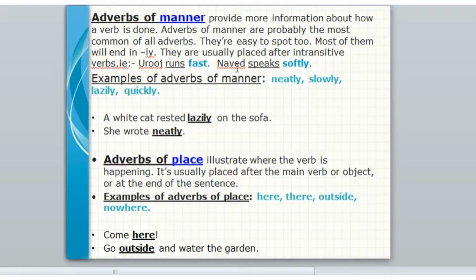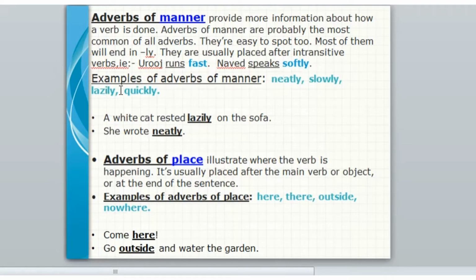You'll be studying transitive and intransitive. Okay, so in transitive and intransitive cases both, we have adverbs of manner. Okay, so now see next example. Naveed speaks softly. Naveed speaks. Speaks is another intransitive verb which is defined by this adverb softly. And what kind of adverb is softly? Adverb of manner.